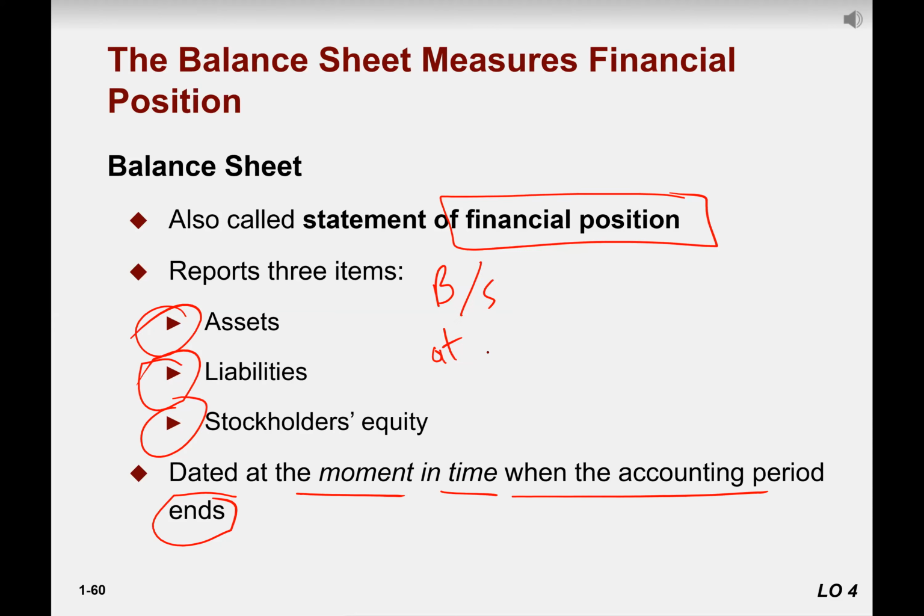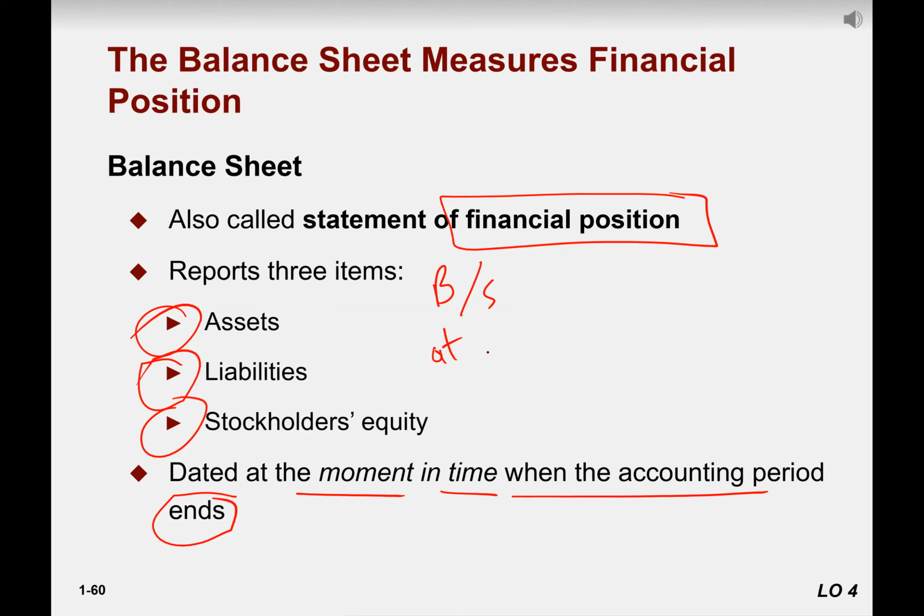Assets have two categories: current assets and long-term assets. We also call the latter fixed assets. But let's just talk first about the current assets.